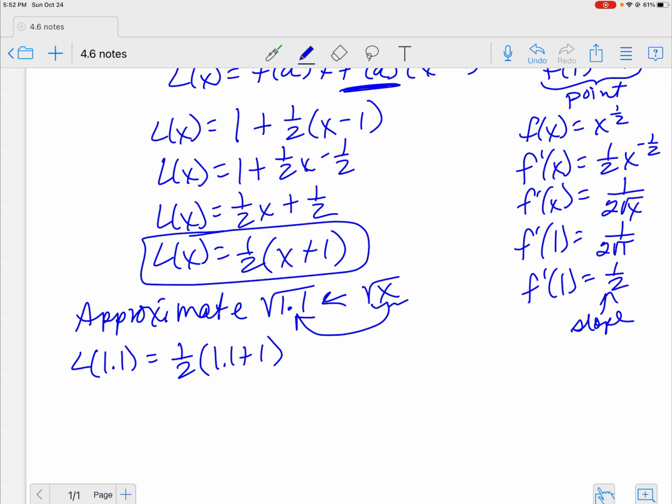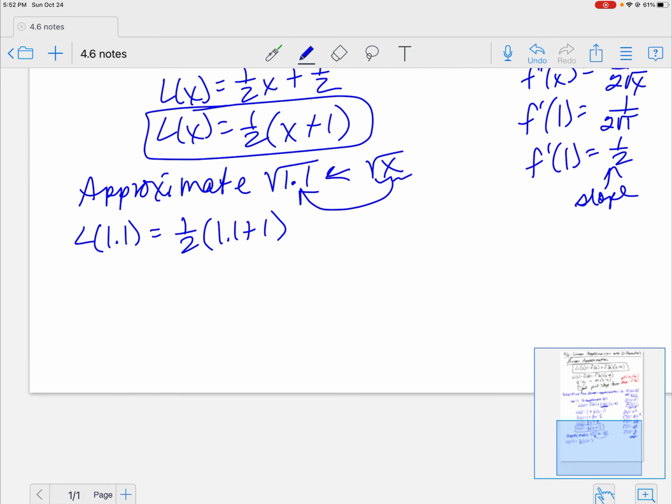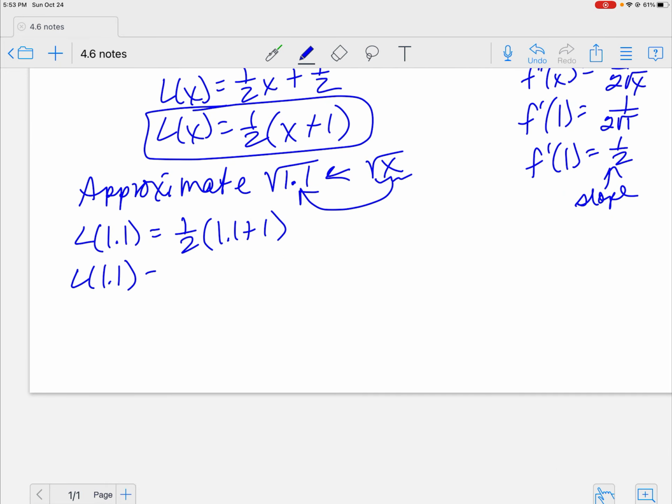Yeah, and a lot of times it is whenever you have to go plug in something that's a little crazier. So L of 1.1 is equal to 1/2 times 2.1. What is 2.1 divided by 2? 2 goes into 2 one time. You bring the 0 up. And then 2 goes in there 0 times, so you put a 0. 2 goes into 10 5 times. So 1.05. So this would be 1.05 that we're looking at.